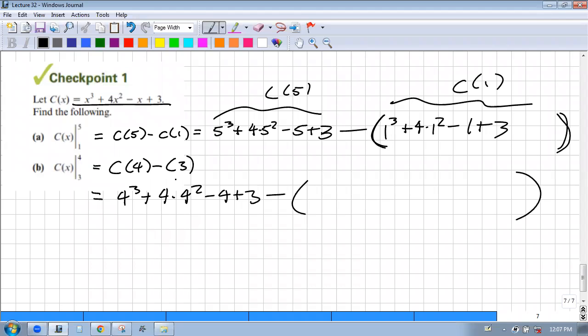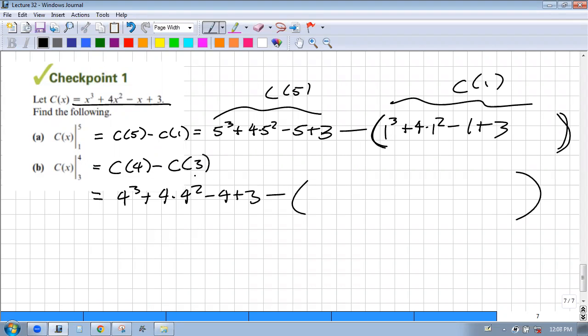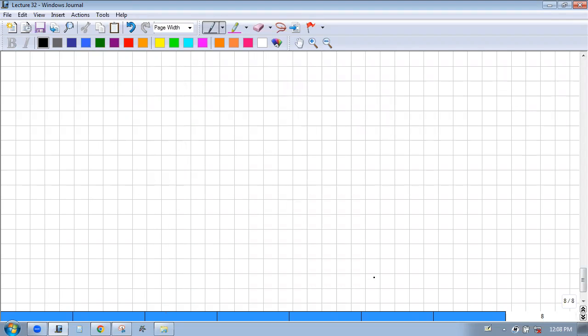And now we need to plug in C of 3. So I replace all the x's with 3's. 3 cubed plus 4 times 3 squared minus 3 plus 3. And you can do the arithmetic, okay? I'm not going to waste time adding up all these numbers.